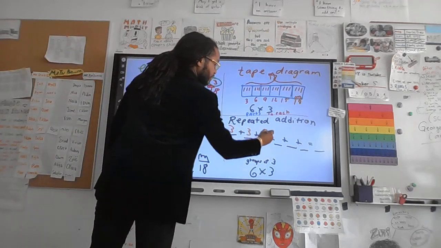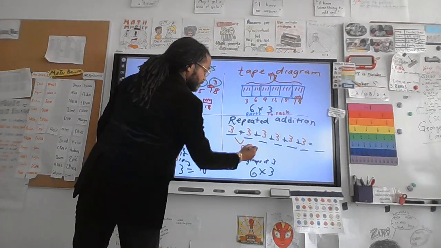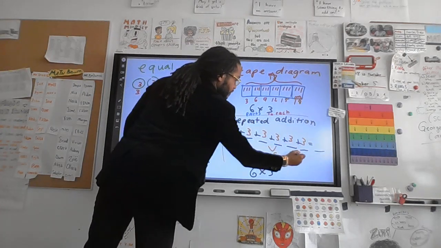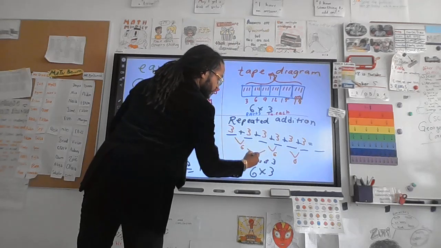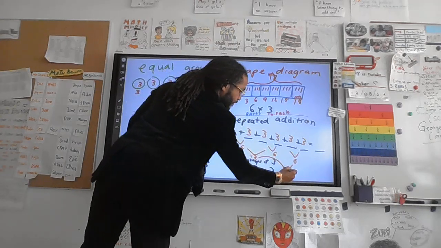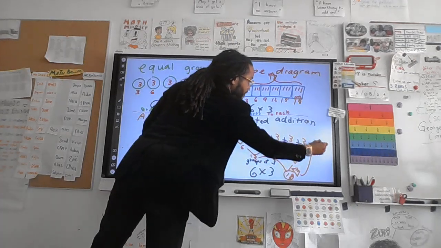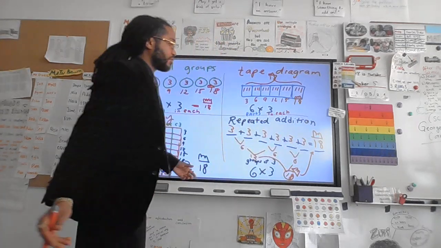3, 3, 3, 3, 3, 3. And they can start to add. 6, 6, 6, 12. And this 12 and that equals 18. Crown the answer. Boom. Put it over there.